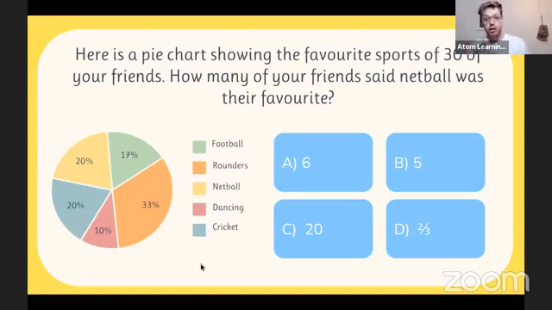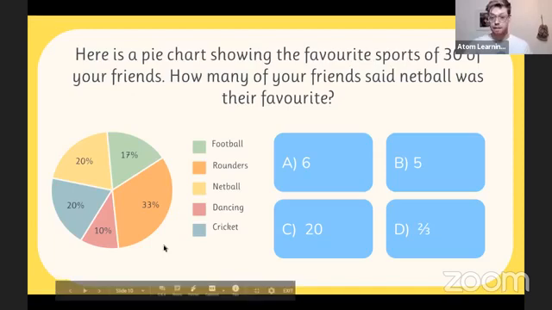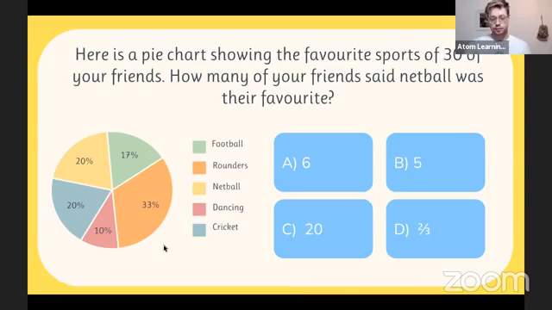So we'll start with a question on data. There's a pie chart showing the favorite sport of 30 of your friends. How many of your friends said netball was their favorite? I'll give you a minute to have a think, and then I'll start talking through it. I'll get my pen ready.